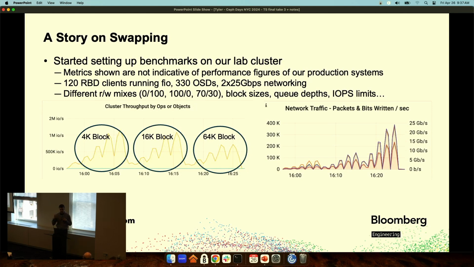What we did is set up a bunch of repeatable benchmarks, a whole bunch of different block sizes and queue sizes. We even did some IOPS-limited testing and measured tail latencies and things like that to get an idea of where we were, so when we make changes, we can understand what they're actually doing.